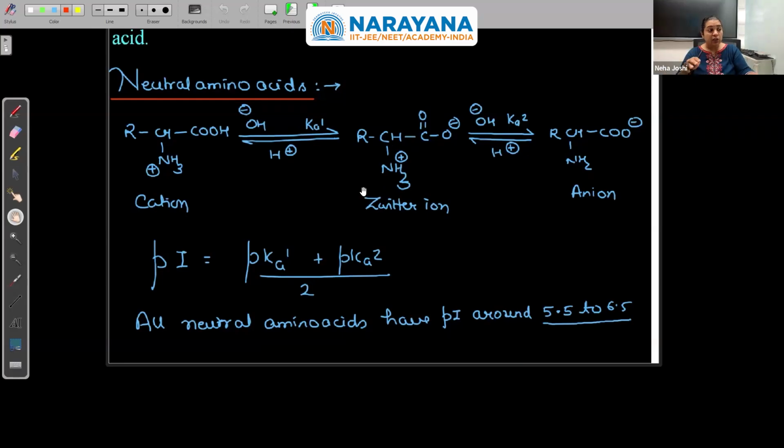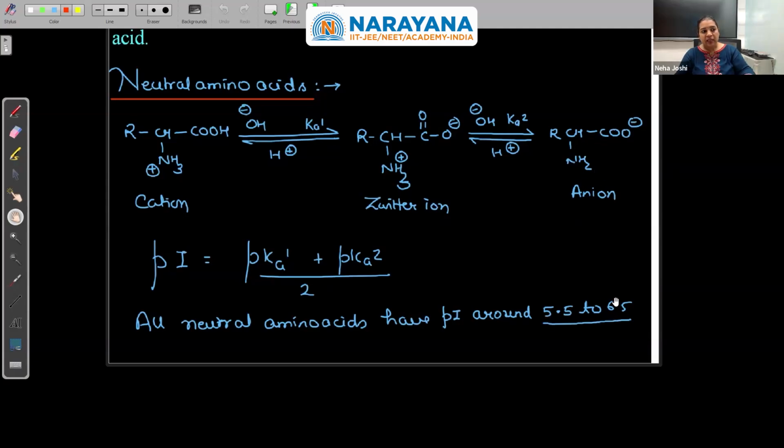And a very good thing is that for all neutral amino acids, the isoelectric pH is found to be somewhere around 5.5 to 6.5. Slightly acidic zone. So at this pH zone, they will exist as Zwitter ion. If I say what will be the existence of this neutral amino acid at pH, say 9, 10, 9 and 10 matlab it is greater than isoelectric pH. Greater than isoelectric pH, it will exist as anion.